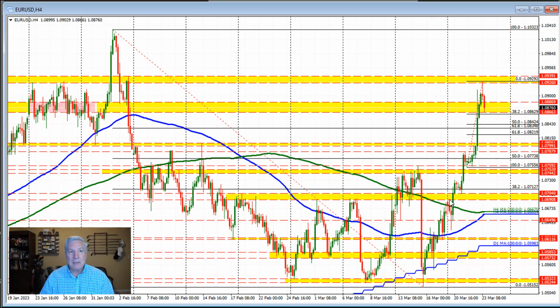You can see this is a 4-hour chart. We started off to the downside the first 12 or so hours of trading, but then it's been up, up, up. Not much of a break along the way. So big moves to the upside. This is the biggest break to the downside. And what do we do? We come down to this support area near the 38.2, near the 1.0866 level.